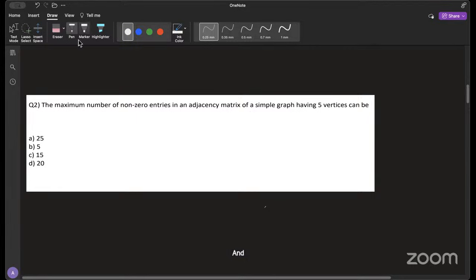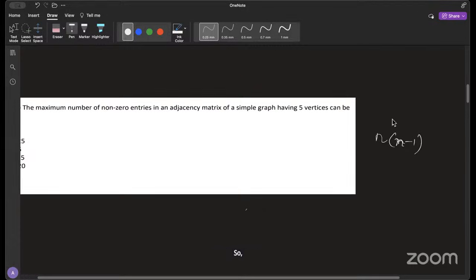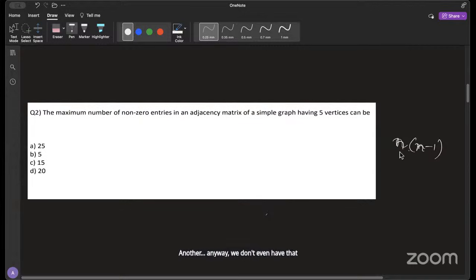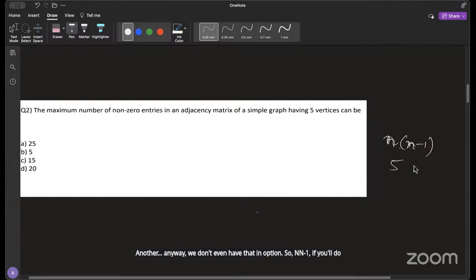And we had a formula for that, which was n(n-1). And why aren't we doing n(n-1)/2? Because it's a simple graph. A simple graph is one which has no self loops, and anyway we don't even have that in the options. So if you do n(n-1), you'll have 5 into 4.